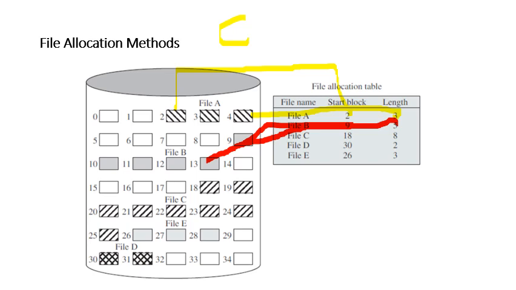Next, obviously there are some disadvantages. Sometimes the disk can be fragmented, external or internal, and it is difficult to increase the size of the file due to the availability of contiguous memory blocks. See here, this is already 5, and if I want to make it 6, suppose 14 is also filled by another block, then there is no space and I cannot increase the length of the file. This becomes a problem in contiguous allocation.